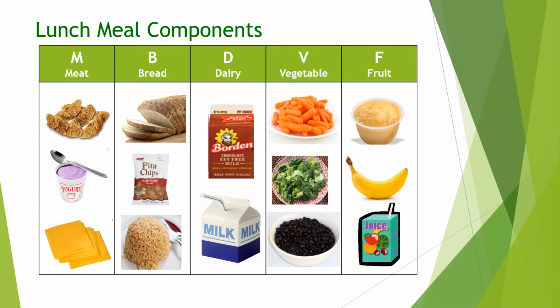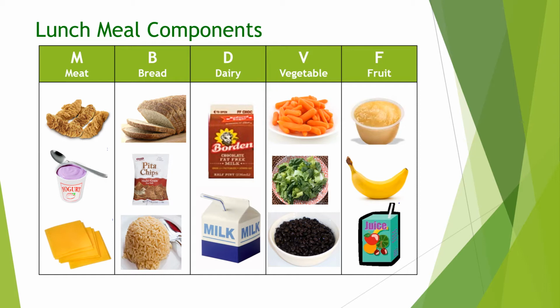Under the vegetable component column, the items pictured are carrots, lettuce, and black beans. Other items that fall under the vegetable component include sweet potato fries, seasoned fries, mashed potatoes, corn, broccoli, and broccoli Normandy.